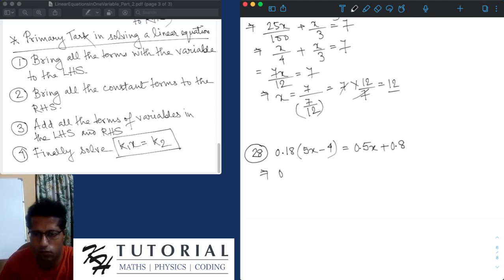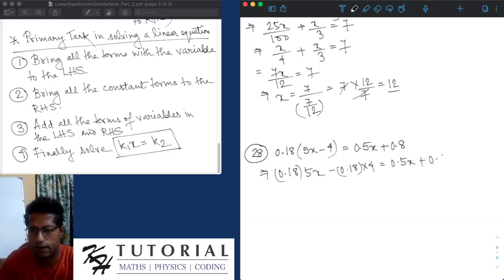I was thinking if you would first do the product, that is 0.18 into 5x minus 0.18 into 4 equals 0.5x plus 0.8. If you do this, now we see that the decimal numbers are 0.8, 0.5 and 0.18, and the maximum decimal places is 2 because of the factor 0.18 on the left hand side. So I would like to multiply both sides with 10 to the power 2, that is 100.